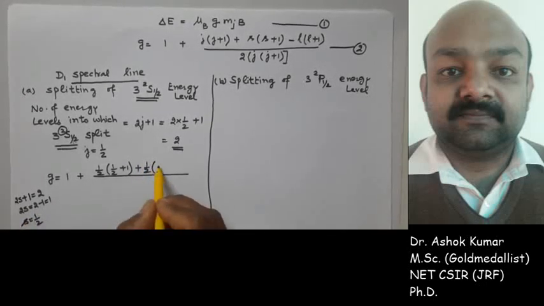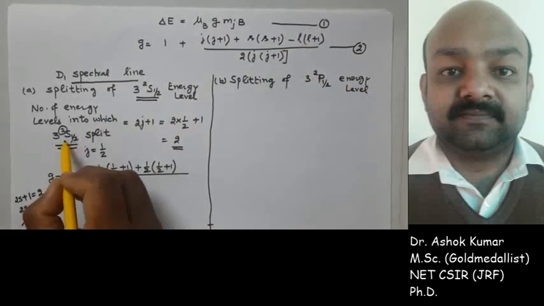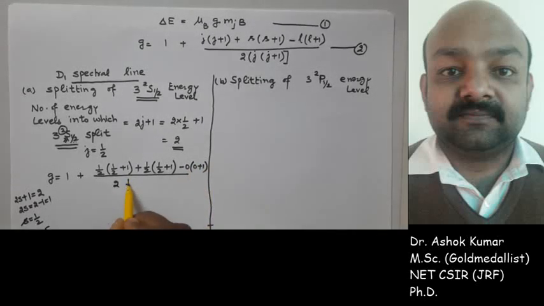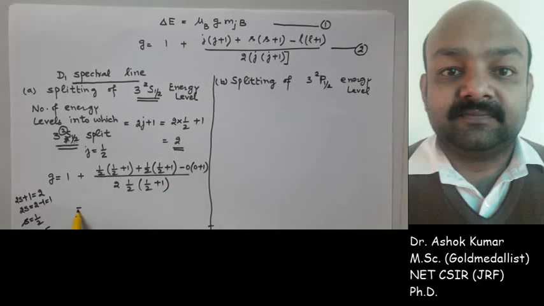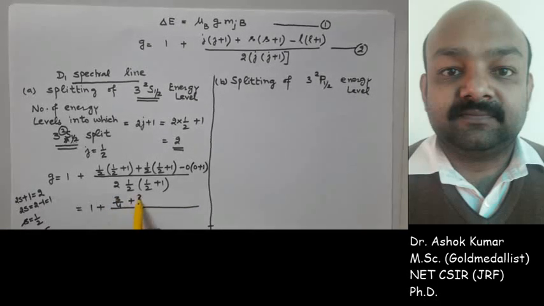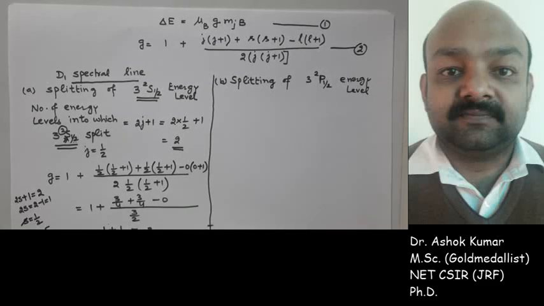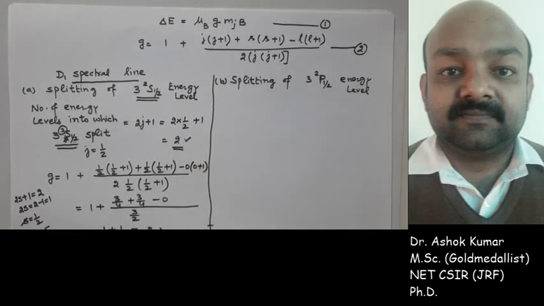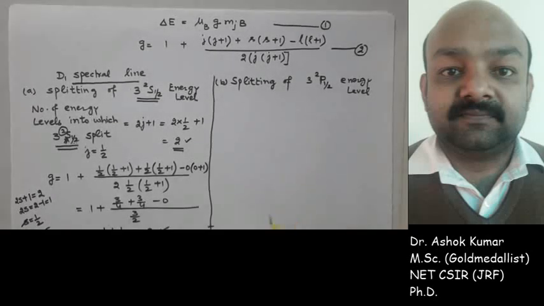So 1/2, 1/2 plus 1. Then L, I need L. L will be calculated from this. For S level, L is equal to 0. So when we calculate this, it comes out to be 1 plus 3/4 minus 0 over 3/2, which is 1 plus 1, equal to 2. So for this, it will split up into two energy levels, and the g factor for these two energy levels is 2.